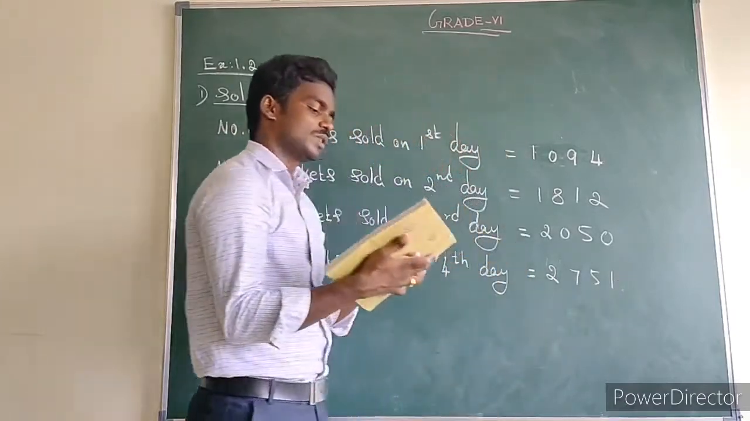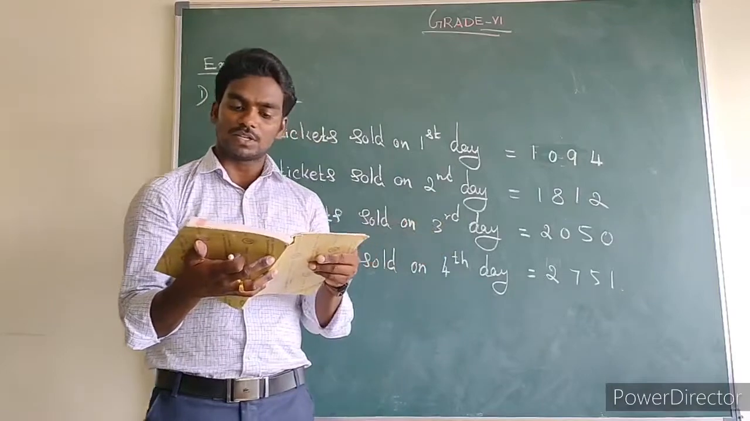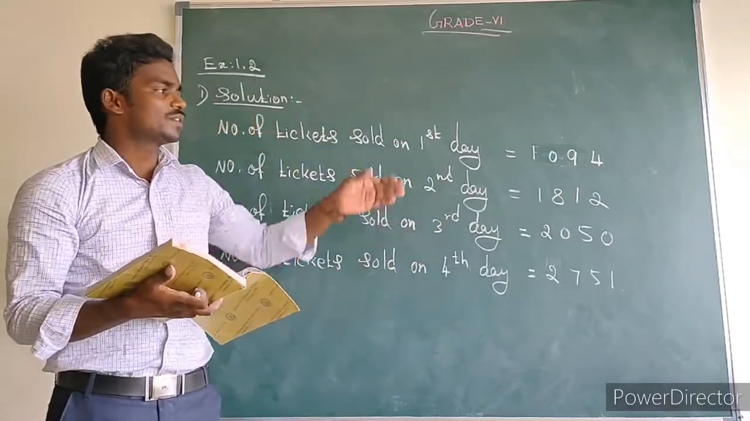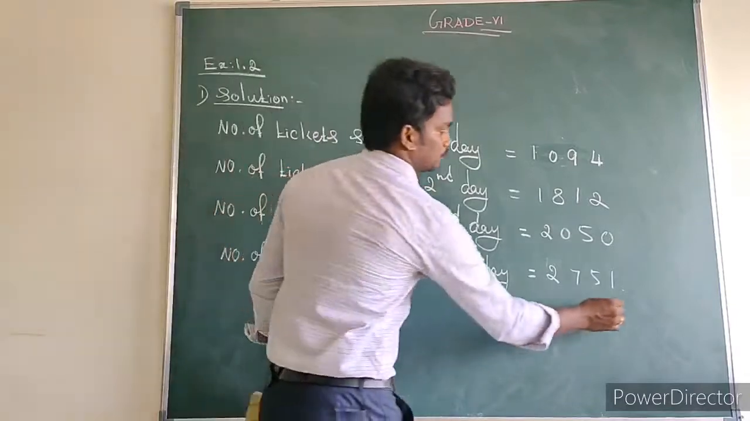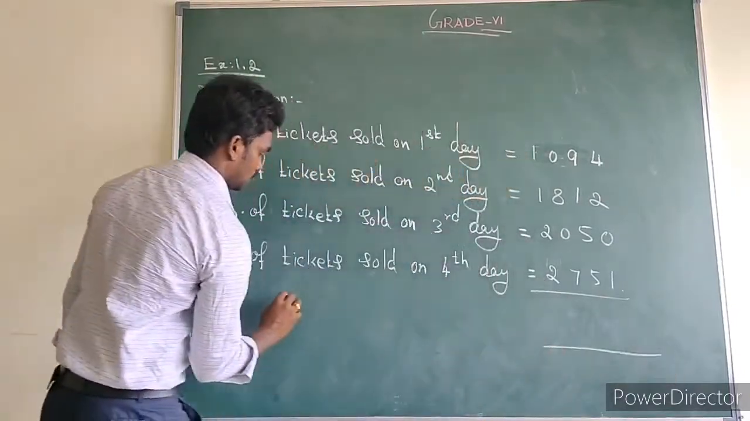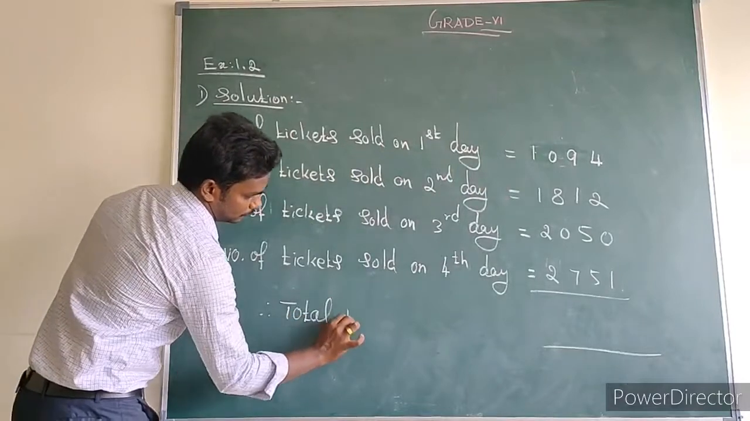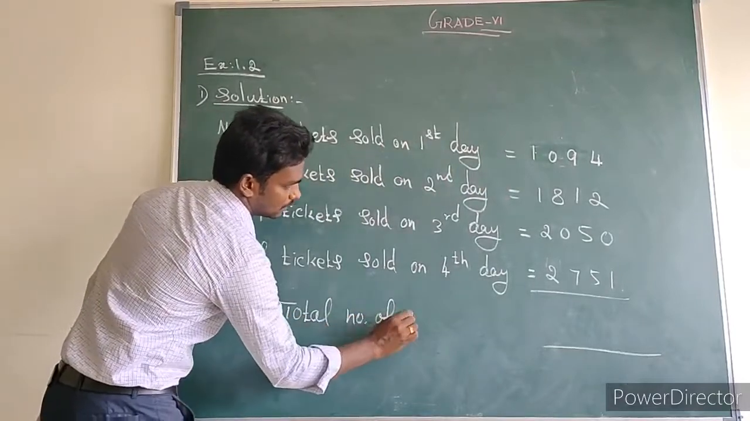2751. But what's the question? Find the total number of tickets sold on all the 4 days. So total number of tickets sold on all the 4 days means we want to add all the 4 numbers. So therefore, what is that? Total number of tickets.